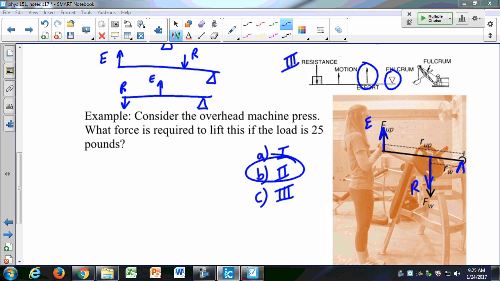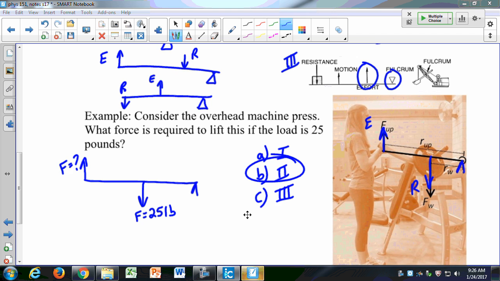Now let's think about this. I have this loaded up with a 25-pound plate, and I want to know what force is required to lift this if the load is 25 pounds. Now we've done this. Let's think about our torques problem. I have this thing. There's my axis of rotation. I have a weight equal to 25 pounds. And then I have to exert some force over here. And I want to know what that force is.